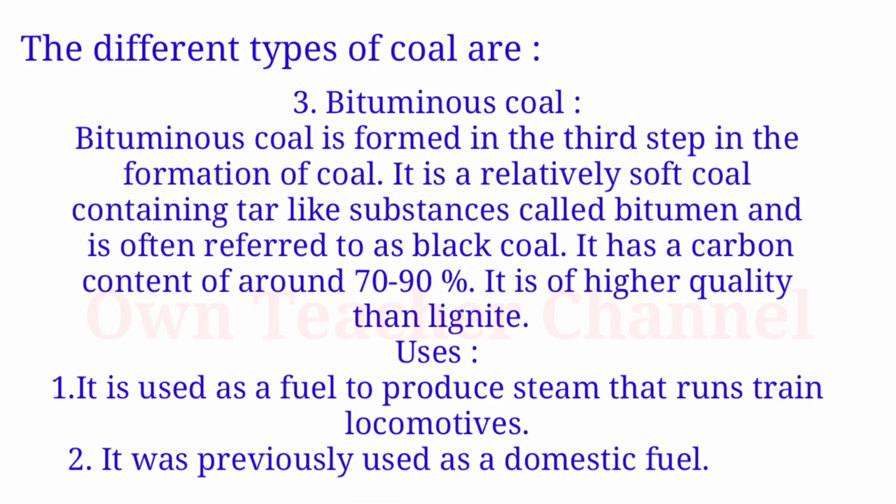3. Bituminous coal. Bituminous coal is formed in the third step in the formation of coal. It is a relatively soft coal containing tar-like substances called bitumen and is often referred to as black coal. It has a carbon content of around 70 to 90%. It is of higher quality than lignite. Uses. It is used as a fuel to produce steam that runs train locomotives. It was previously used as a domestic fuel.